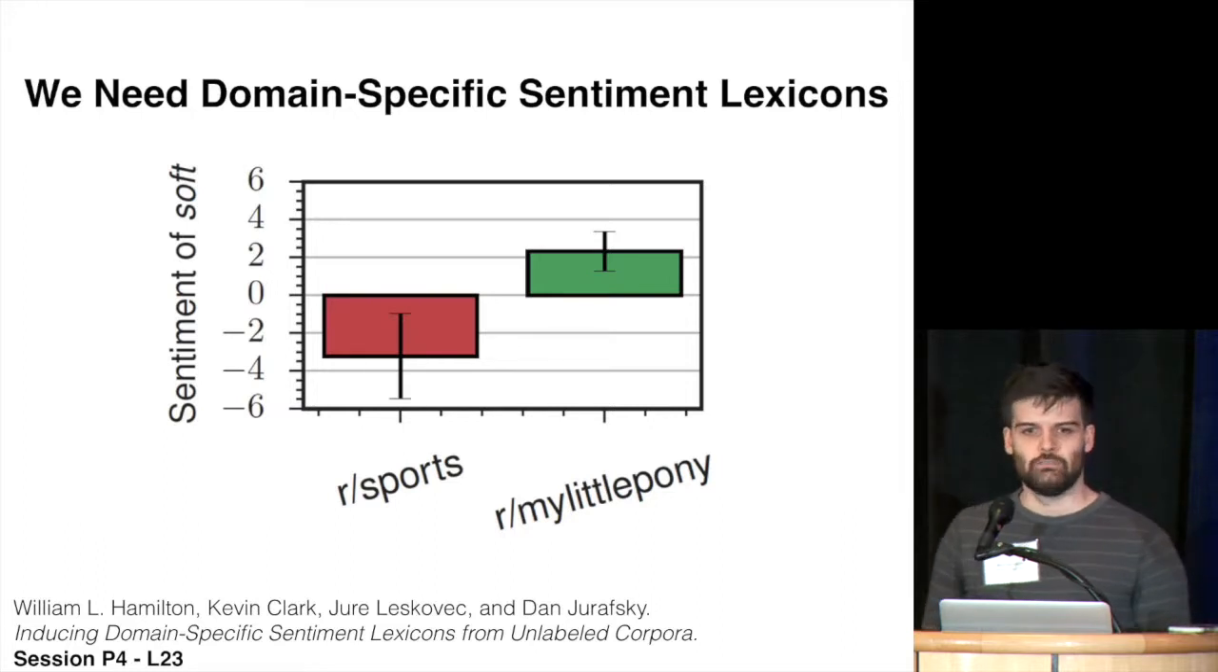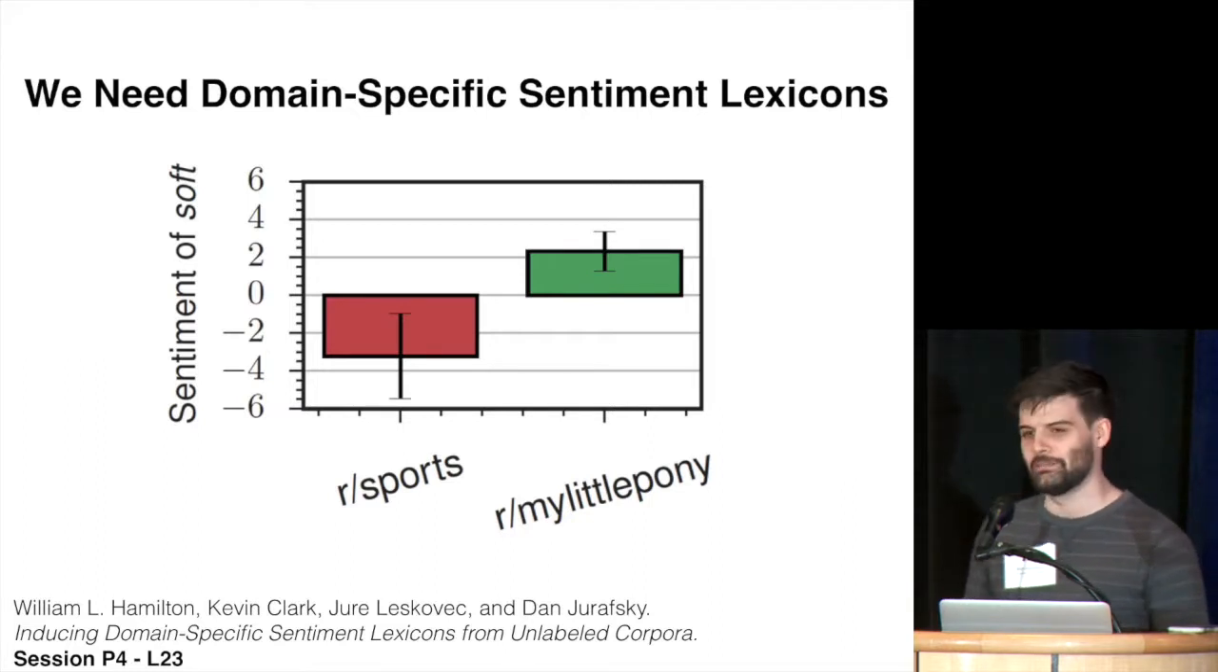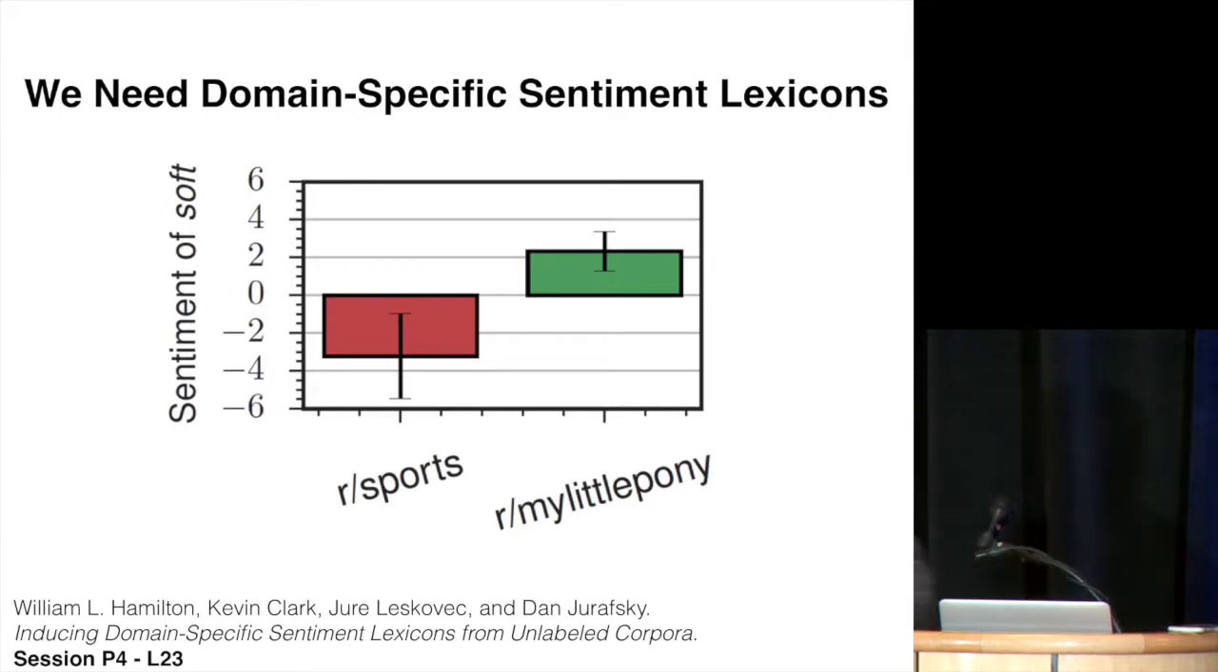If you're in an online community about sports, if you call somebody else soft, that's probably an insult. Whereas if you were in a community about My Little Pony, calling something soft is probably a good thing. So come by my poster and I'll talk about some tools that I've designed to discover this sort of variation and also techniques I've developed to make sentiment analysis robust to this variation. Thanks.